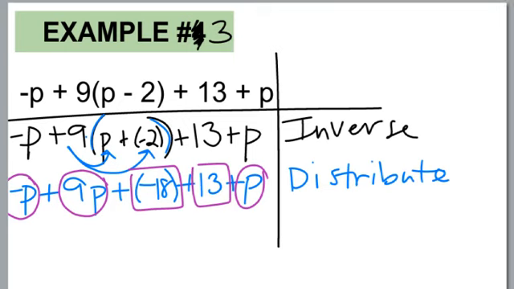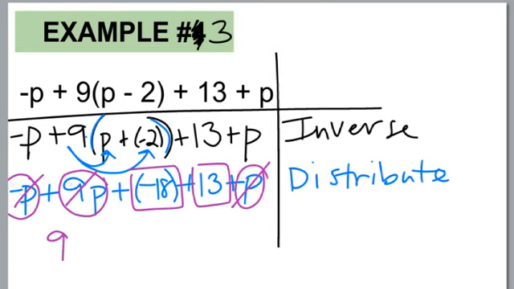So one thing I would do if I was you, since I have multiple things here, as you go through and combine, I'd maybe cross things out. So like negative p plus 9p, that's 8p. 8p plus positive p is 9p. The other thing you could have seen was that there was a negative p and a positive p that would cancel, and then I'm left with the 9p.